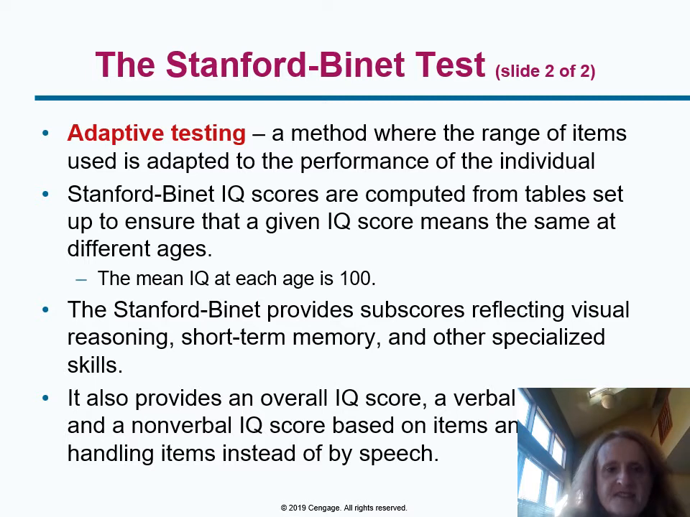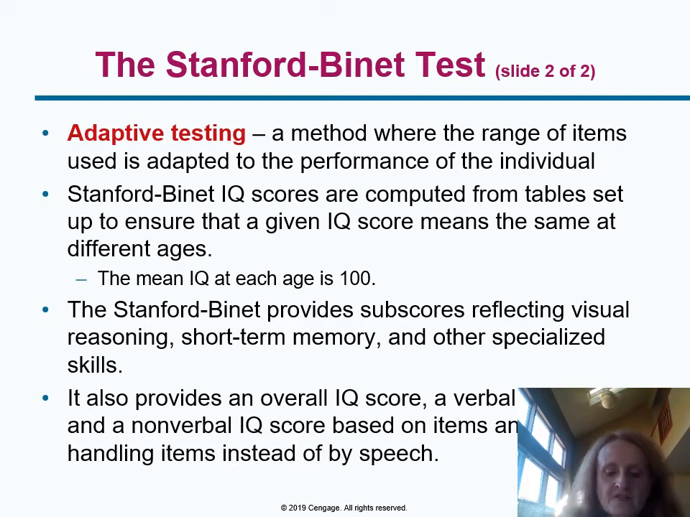To continue on with the Stanford-Binet test, we have the concept of what's known as adaptive testing. This is a method where the range of items used is adapted to the performance of the individual. School psychologists are carefully trained on how to administer the test and score the items. A psychologist testing an 8-year-old might start with the items designated for a 7-year-old. Unless a child misses many of the 7-year-old items, the psychologist gives credit for all the 6-year-old items without testing them.